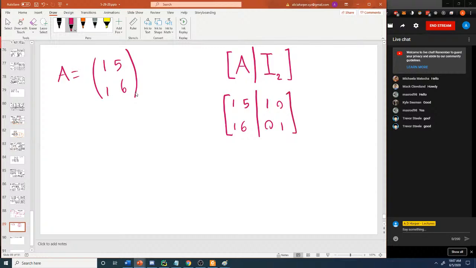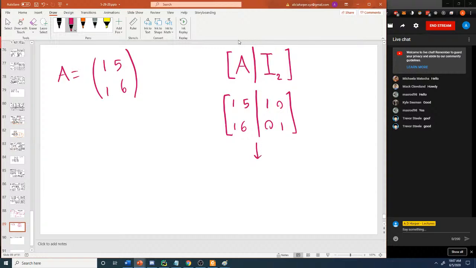What we try to do is a sequence of elementary row operations. What we want to accomplish is to make the matrix on the left into the 2 by 2 identity matrix. By doing that, you turn the matrix on the right into the inverse of A. So let me just do this example out.